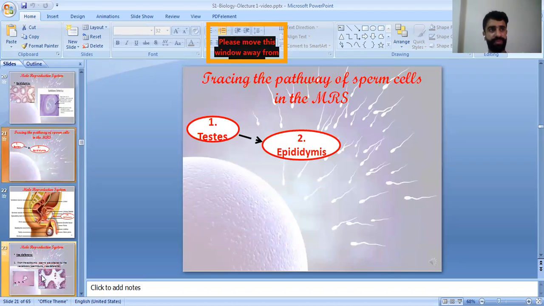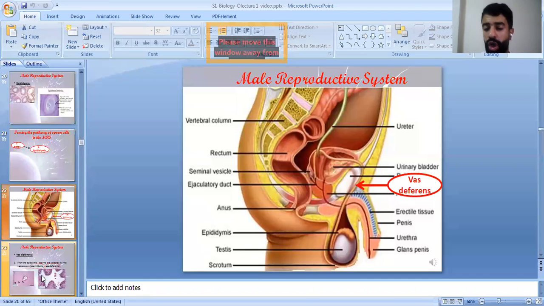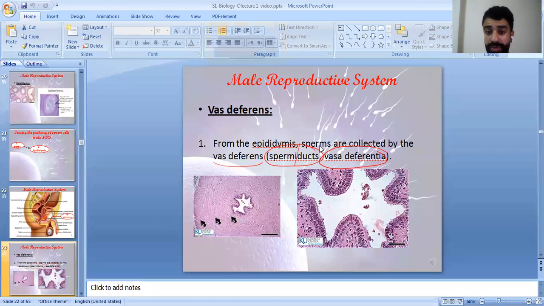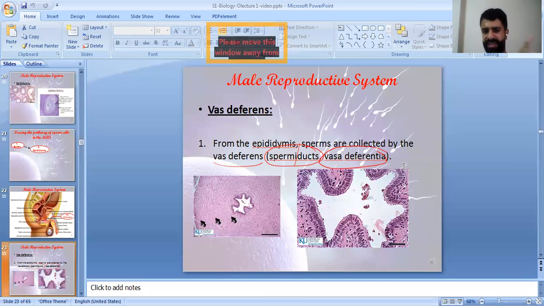So the pathway moved from the testis to the epididymis, and we have the vas deferens. Vas deferens has another name. Vas deferens is called spermiduct and vas deferentia. The three names all refer to the vas deferens: vas deferens, vas deferentia, or spermiduct.